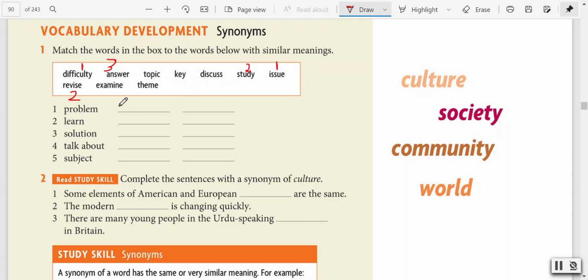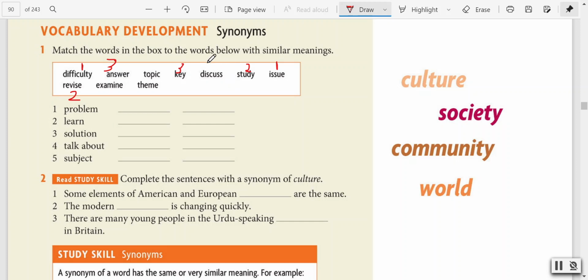Answer and key belong to solution, and there are synonyms. Talk about: for talk about, we have discuss and examine. Okay, discuss and examine belong to this one.